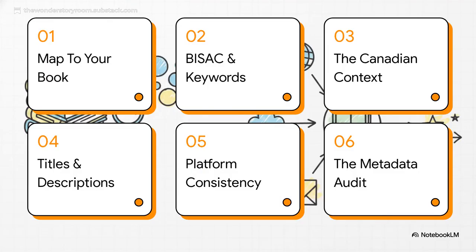Now, if the word metadata makes you think of dry, overwhelming institutional jargon, don't worry. We're going to make this super accessible. Our agenda for this explainer covers 6 main points. First, the map to your book. Second, BISAC codes and keywords. Third, the Canadian context. Fourth, titles and descriptions. Fifth, maintaining consistency across platforms. And finally, number 6, the metadata audit. Let's get right into it.